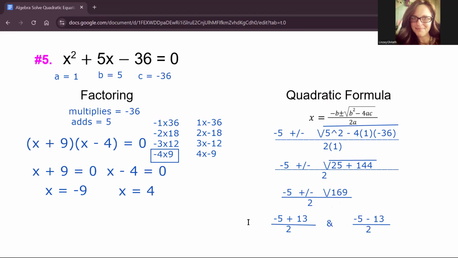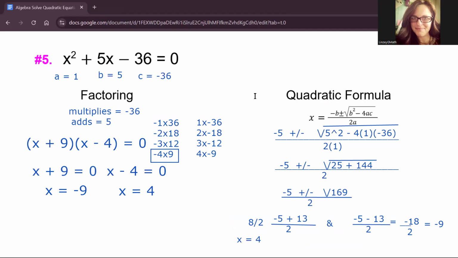Negative 5 plus 13 is 8. 8 divided by 2, we get 4. And our second fraction, negative 5 minus 13, we get negative 18 divided by 2 is negative 9. Negative 9, negative 4.